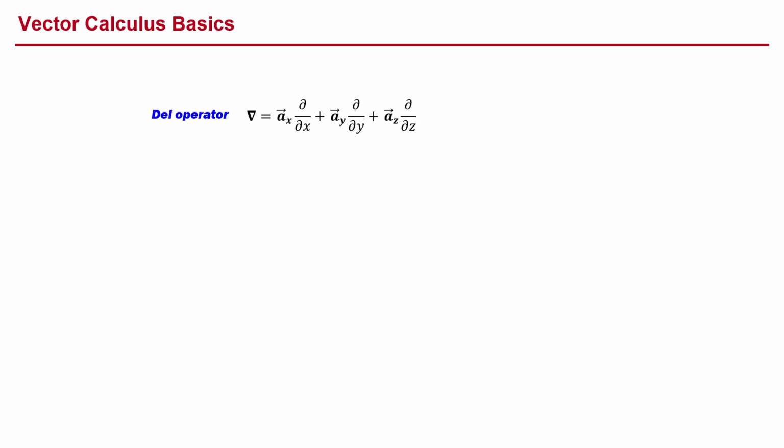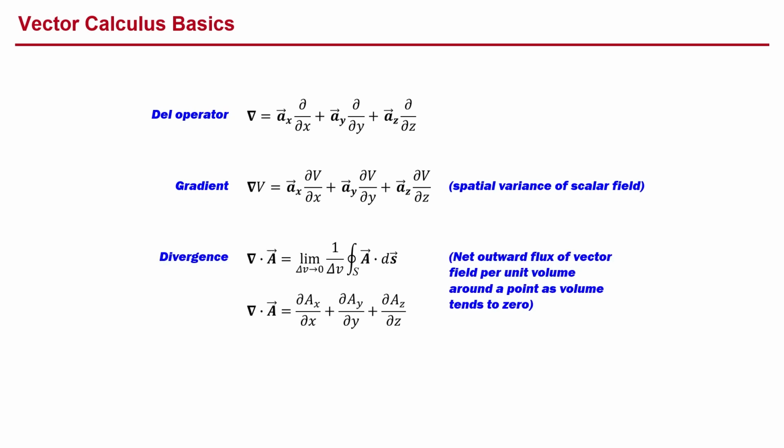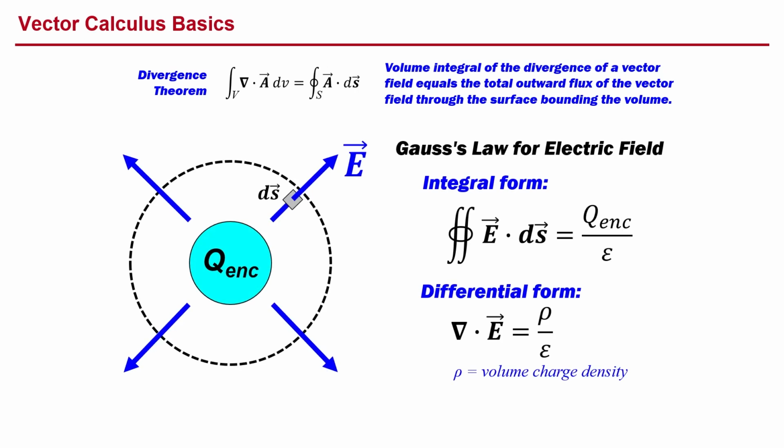Throughout electromagnetics, we encounter the del operator. The gradient of a scalar field V, shown as del V, gives the spatial variance of the field. The divergence of a vector field A, shown as del dot A, gives the net outward flux of the vector field per unit volume around a point as the volume tends to zero. The divergence theorem states that the volume integral of the divergence of a vector field equals the total outward flux of the vector field through the surface bounding the volume. The divergence theorem provides the relationship between the integral and differential forms of Gauss's law.